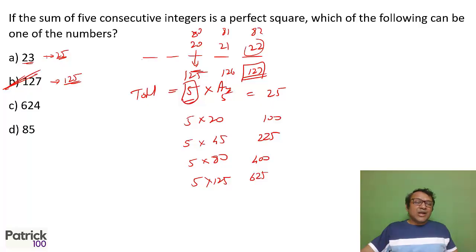Here 25 can be the average, but 20 cannot be the average. Okay, I hope you understand. Because the average can be at most 2 places away from any of the numbers. Or you can do this traditional method: try to find multiples of 5 into 5, see which of them will give you a perfect square and which is close to one of the options.